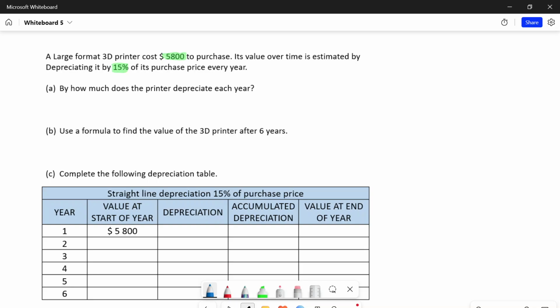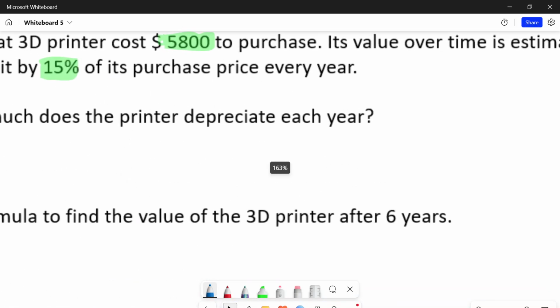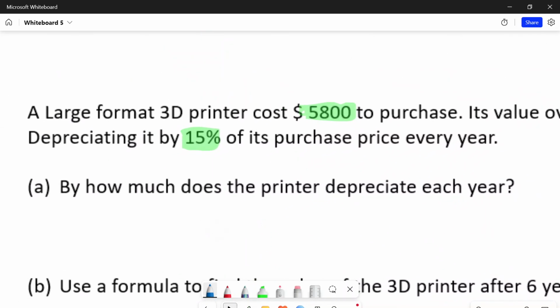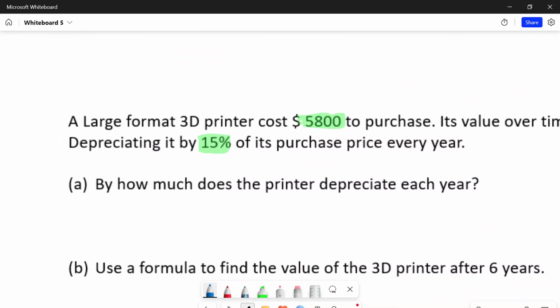So let's have a go at this question here, where we've got a 3D printer and its purchase price was $5,800. As you can see, I've highlighted here, and it's going to be depreciating by 15% of its purchase price every year. So in this question, we've got to work out the amount of depreciation each year. And in the straight line method depreciation, that stays the same all the time. Sometimes they'll just tell you the amount of depreciation, but in this, they're giving it to us as a percentage, which is just a tiny bit trickier, but not much.